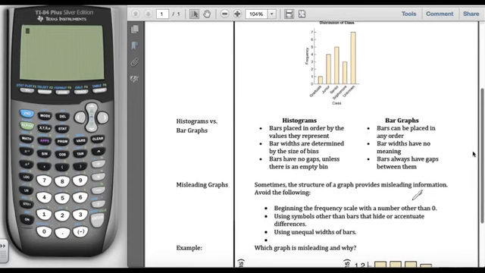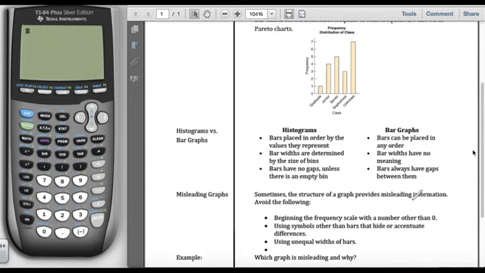Histograms versus bar graphs. In a histogram, the bars have to be placed in order by the values they represent, the lowest to the highest. The lowest test scores on the left to the highest test scores on the right. The lowest times on the left to the highest times on the right. Bar graphs can be placed in any order. The bar graph above happens to be in alphabetical order.